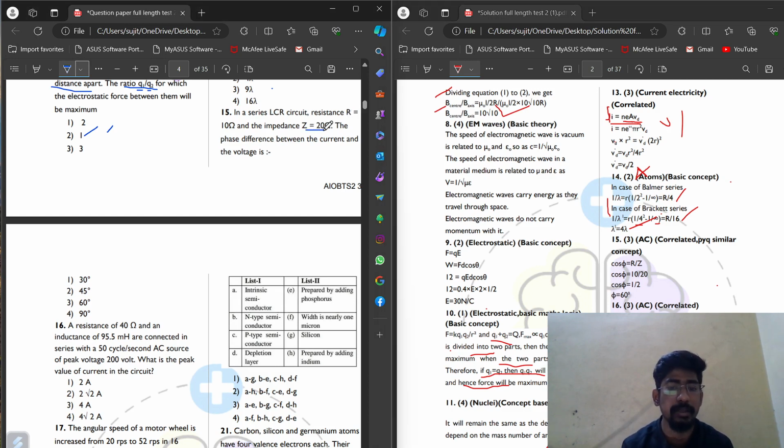Z is already given. That means cos phi equals 10 by 20, that means half, that means phi will be equal to 60 degrees. That means option number 3 is correct. Okay, now moving on to the next question.